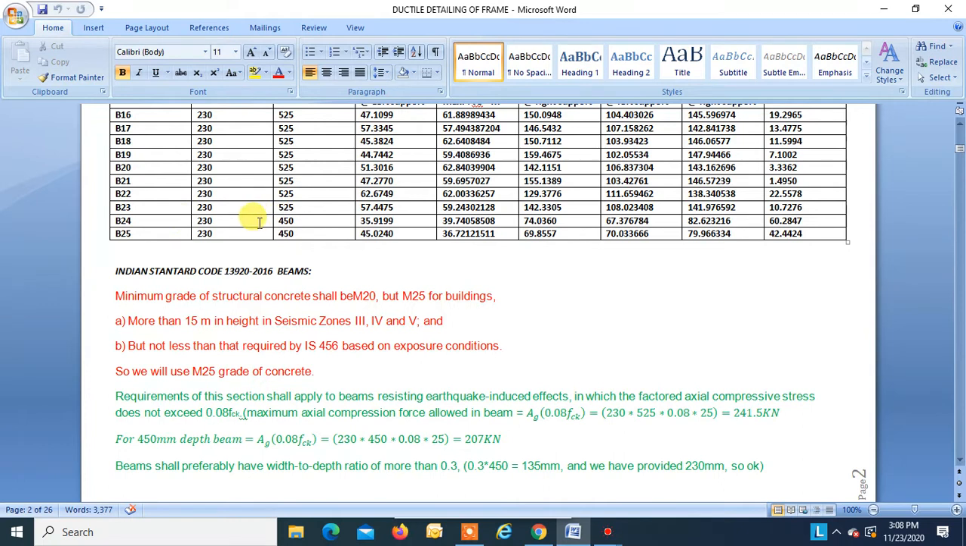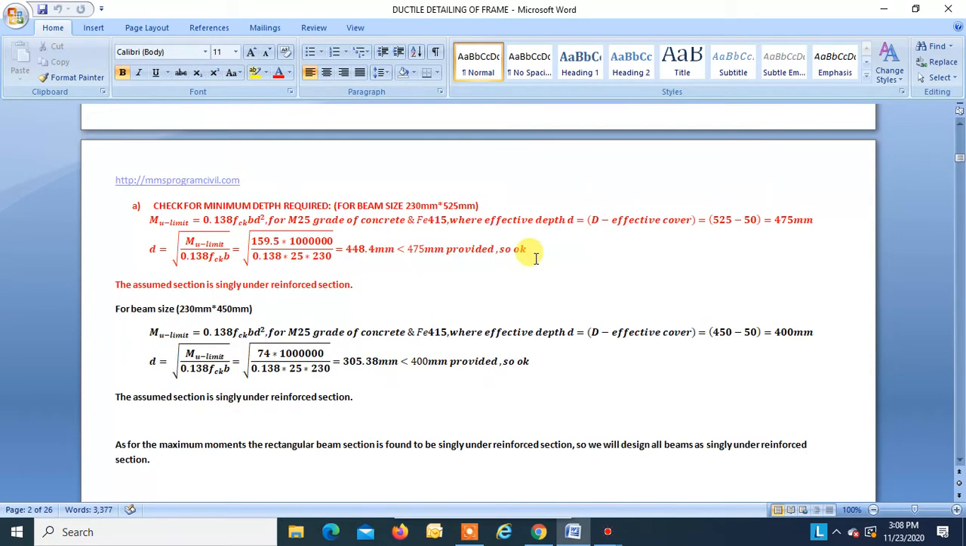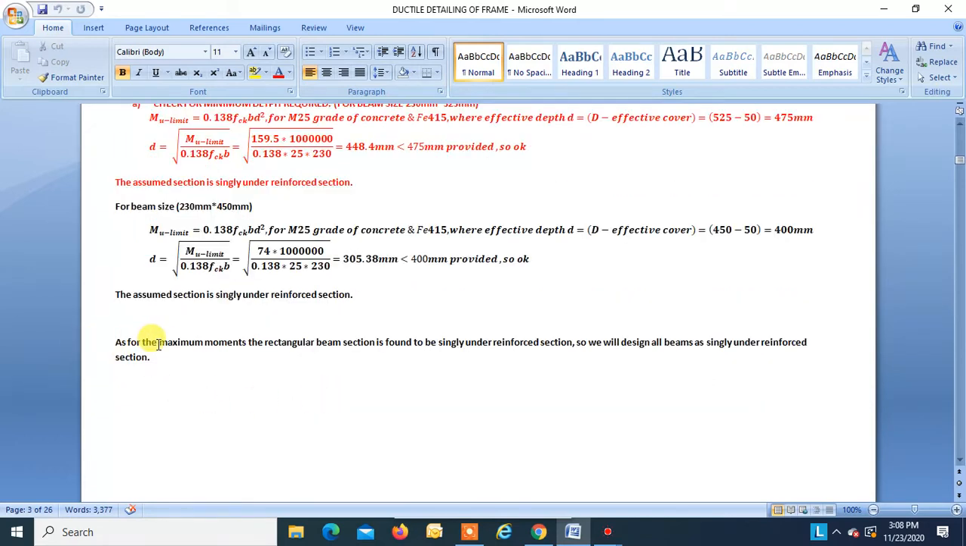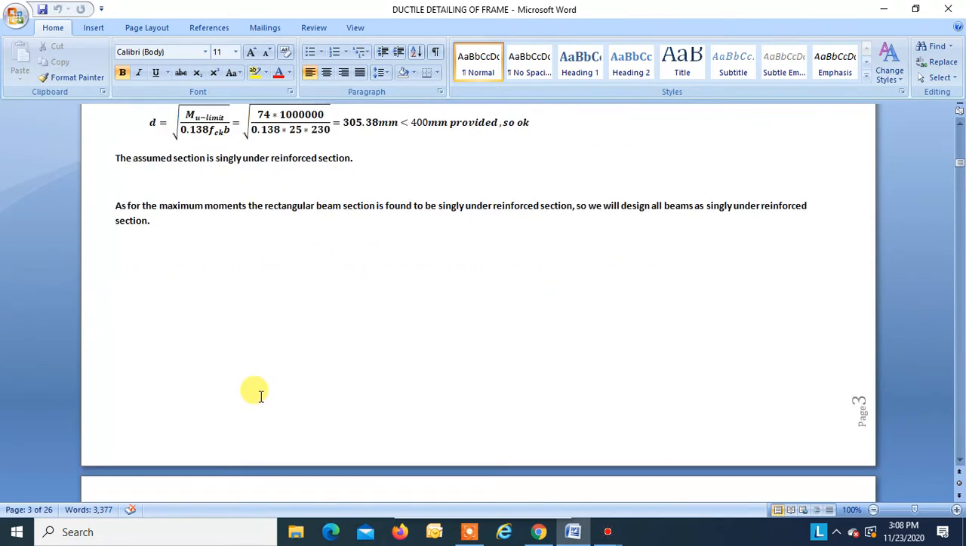These are the two beams, and the maximum moment in this is 74, right? So we will take that moment. For that, the minimum d required comes out to be 305.38, which is less than 400. So it's okay, and the section is a singly under-reinforced section. As for the maximum moments, the rectangular beam section is found to be singly under-reinforced, so we will design all beams as singly under-reinforced sections.